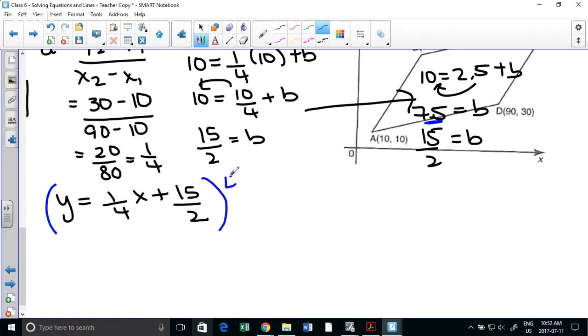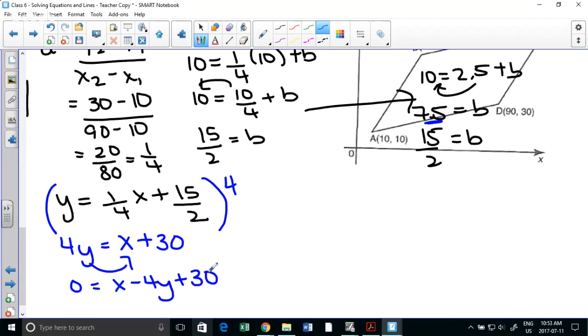So in this case, I'm actually going to multiply by 4. So 4 times y is 4y. 4 times 1 divided by 4 just leaves me with x. And 4 times 15 is 60, divided by 2 is 30. And then I move this over. 0 equals x minus 4y plus 30.